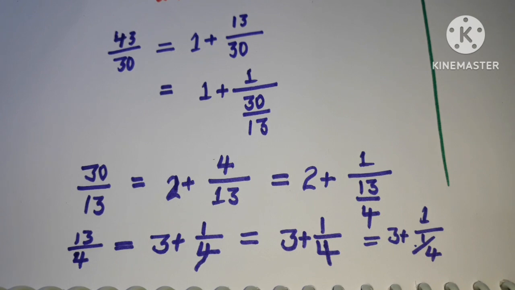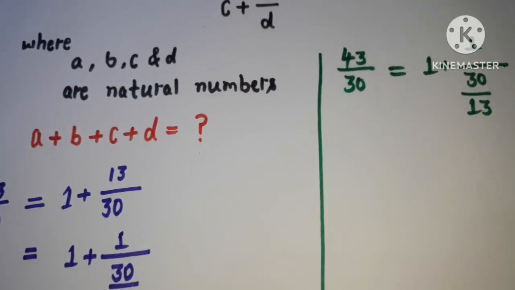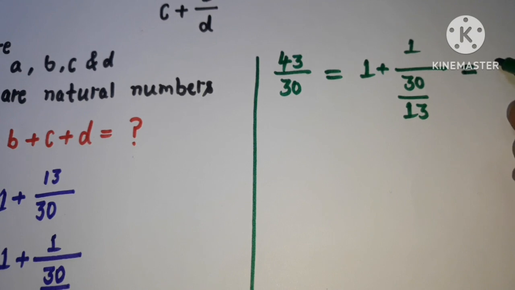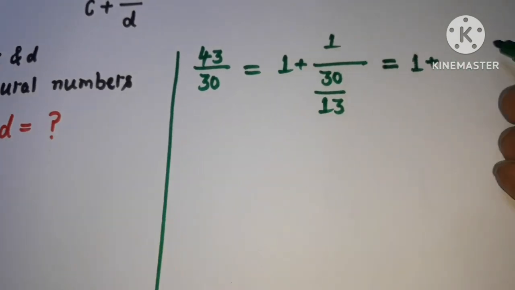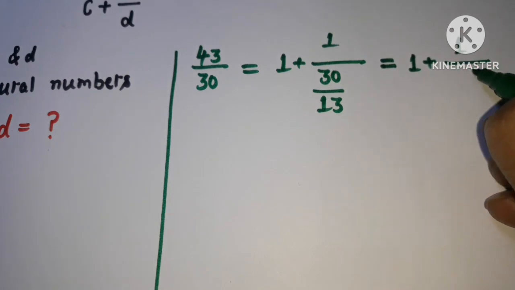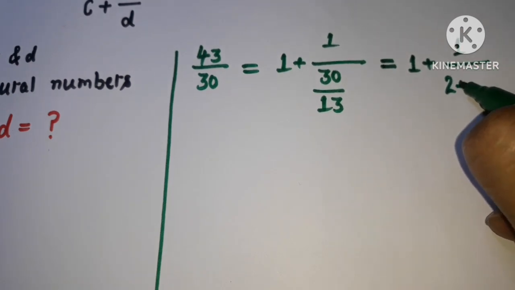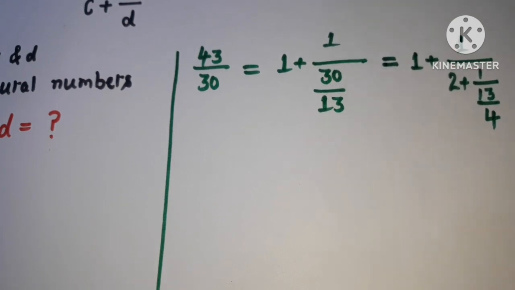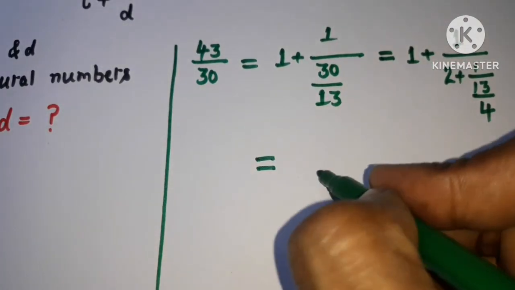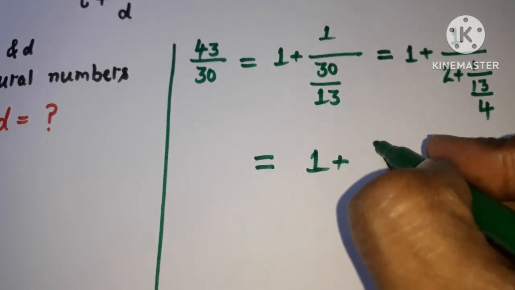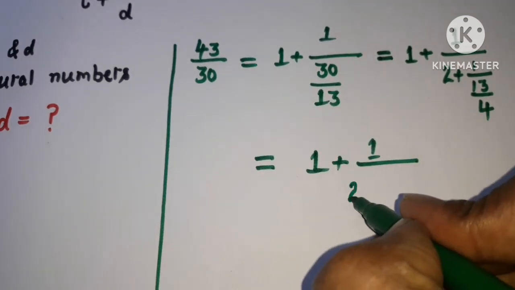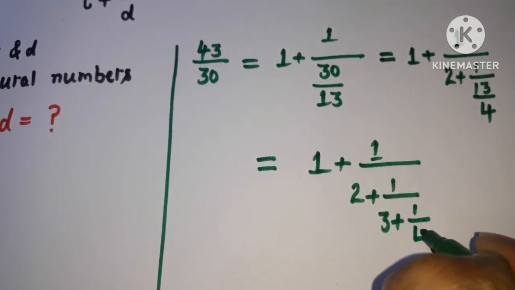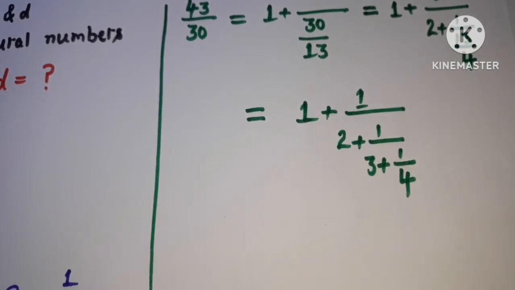So in the same way, we can put all the values over here. We had 30 by 13, which can be written as 1 plus 1 upon 2 plus 1 upon 13 by 4, and this further simplifies to 2 plus 1 upon 3 plus 1 upon 4. So obviously you can match with this one.